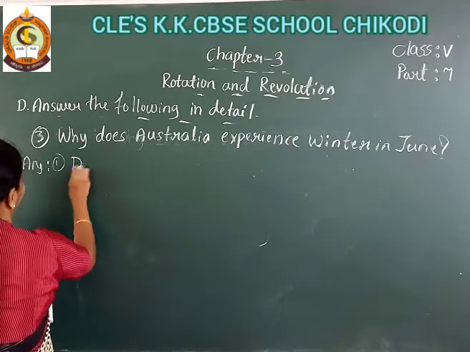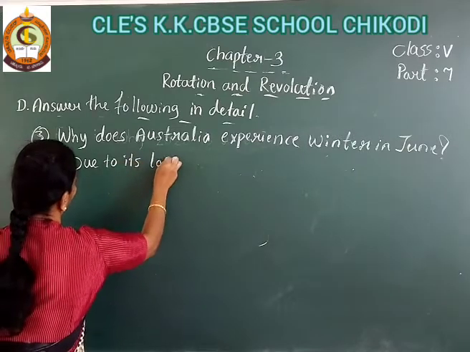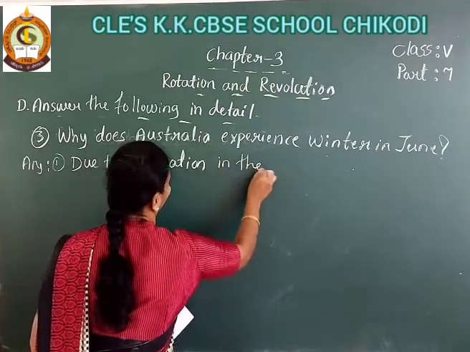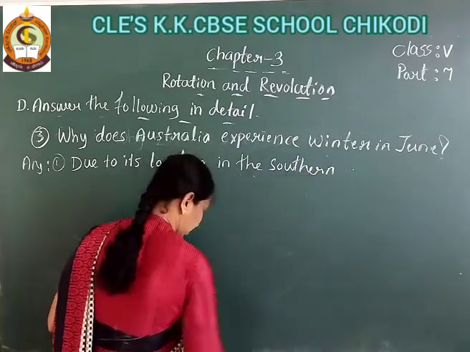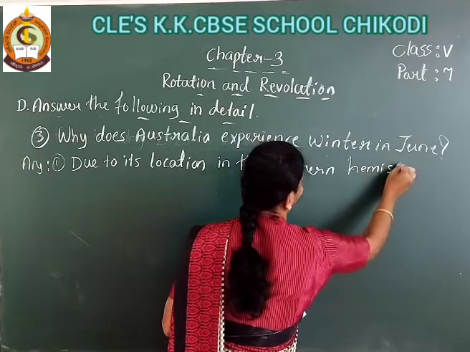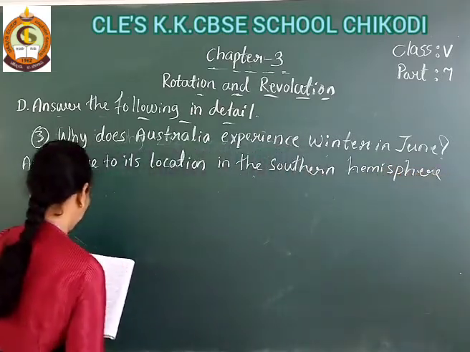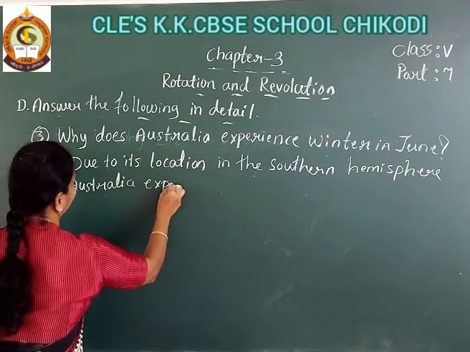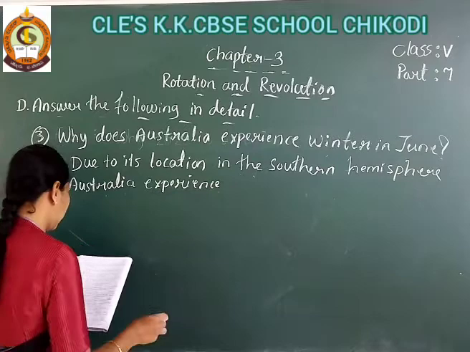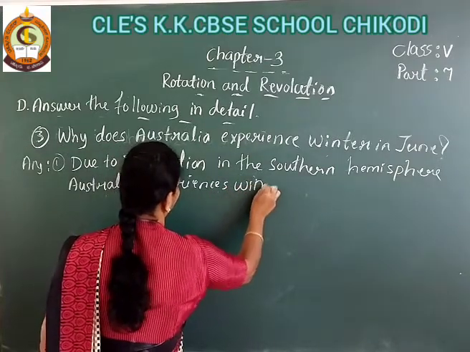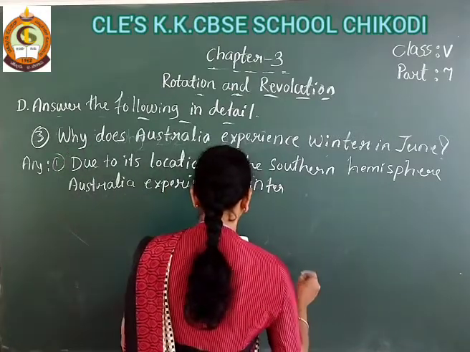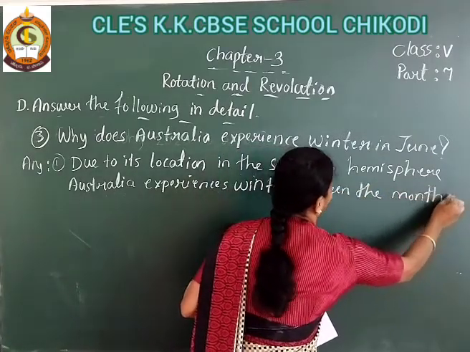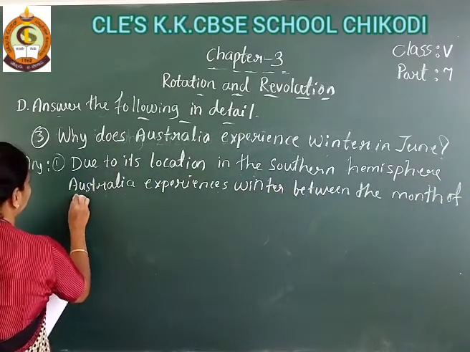Due to its location in the southern hemisphere, Australia experiences winter between the months of June and August.